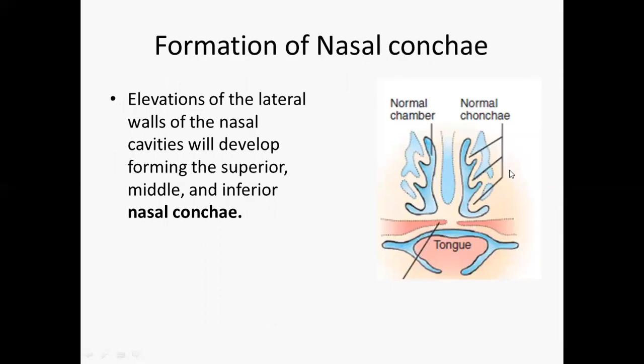So how are the nasal conchae formed? In the lateral wall of the nasal cavities, certain elevations are developed. So this will give rise to the superior, middle and the inferior nasal conchae. Later on, the inferior nasal concha will separate out and it will form an independent bone altogether.